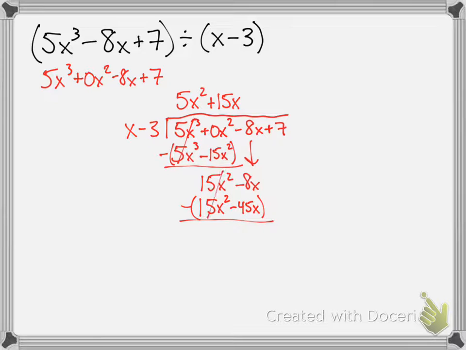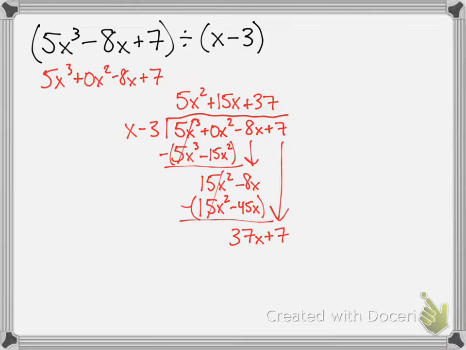Once again, we subtract our terms, so the 15x squareds will cancel. Negative 8x minus negative 45x is a positive 37x. And we pull down our 7. Now our last wave of this here, 37x divided by x is 37.